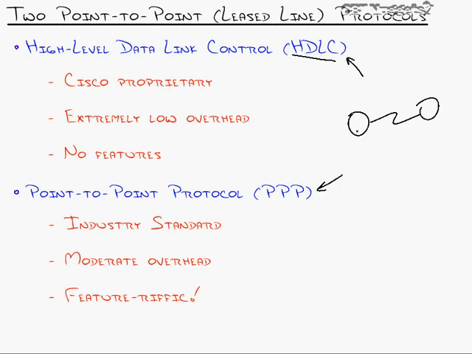HDLC is the default on all Cisco routers, meaning when you put that serial card into the router and turn it on, by default it's going to be talking HDLC. The beauty of HDLC is that it has extremely low overhead, which means it's pretty fast. It's not going to congest the link with all kinds of stuff it's adding in the header. It just says, okay, I will work. And the beauty of HDLC is in its simplicity.